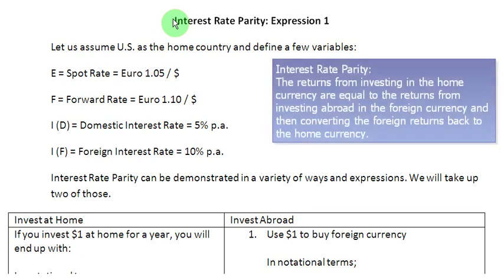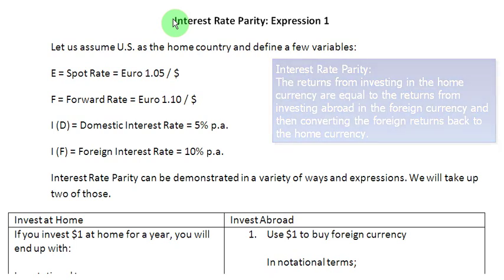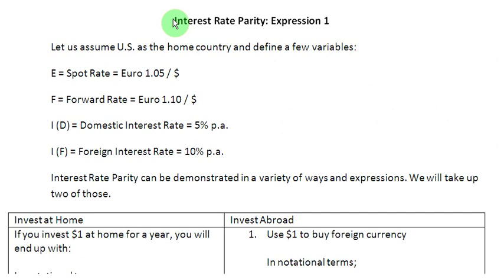So let us begin by defining interest rate parity in the following manner. We can say that if the interest rate parity holds, the returns from investing in the home currency should be equal to the returns from investing abroad in the foreign currency and then converting the foreign returns back to the home currency. To see this, let us assume US as the home country and define a few variables.